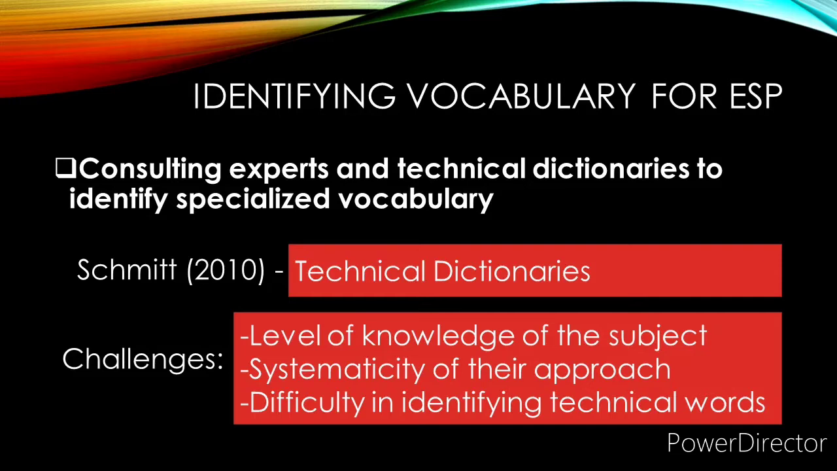He, however, named various challenges with this method, which include the fact that several experts might produce different lists depending on variables like level of knowledge of the subject, systematicity of their approach to developing the list, and how difficult it is to identify technical words.